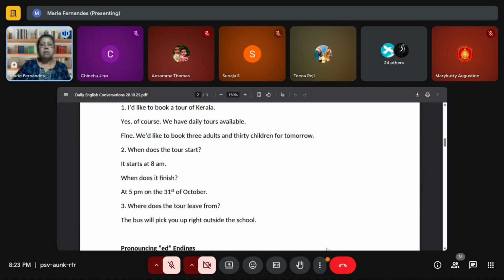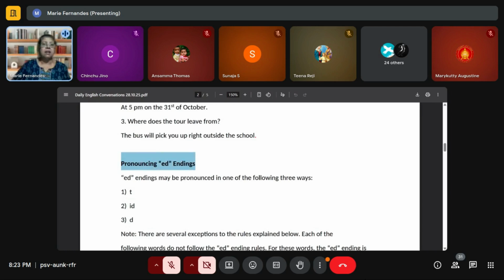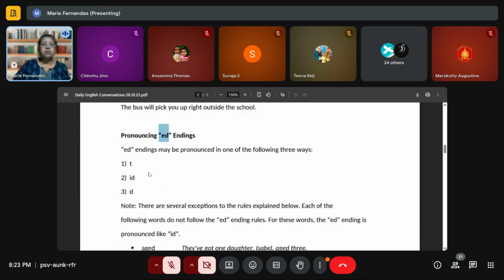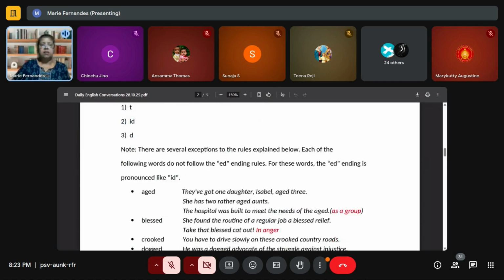Yesterday, in one of the last classes, I noticed the pronunciation of ed endings, verbs that end in ed. Now, there are three ways that we can pronounce these words: t, id, and d. Now, there are several exceptions. If you notice the following words, they do not follow the ed ending rules. The ed ending in these words is pronounced like id.